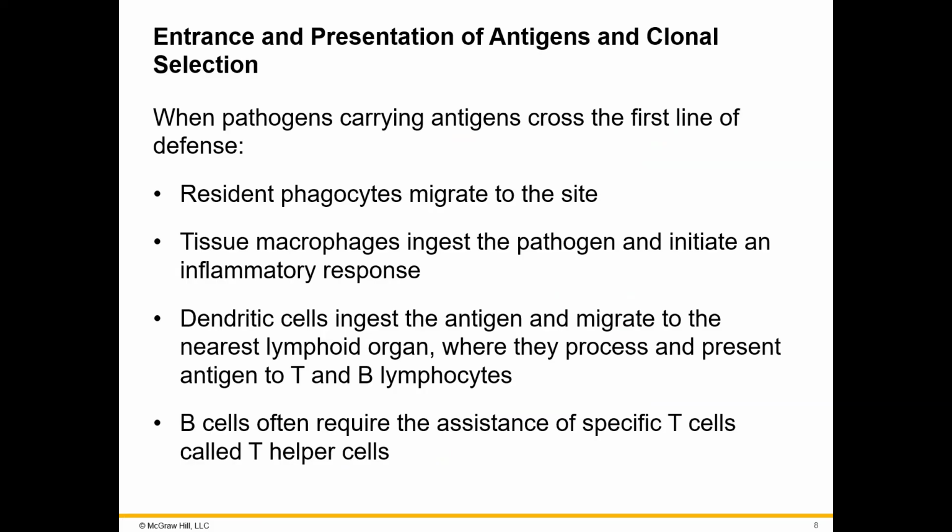Tissue dendritic cells ingest the antigen and they move to the nearest lymphoid organ. Typically, this will be the draining lymph node that is close to that. There, they're going to process the antigen. They'll present it to the T and B lymphocytes. And in most cases, the response of the B cells will require the assistance of T helper cells. T helper cells are a special group of T cells that, as the name suggests, they help.